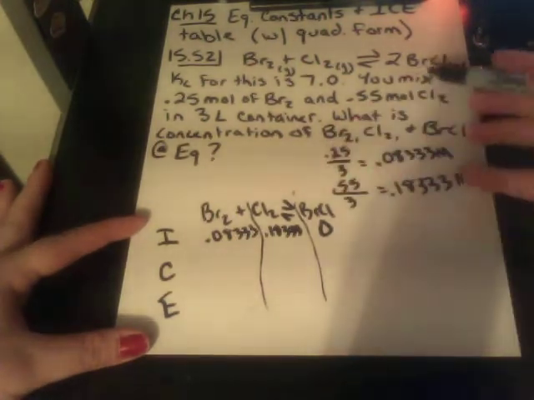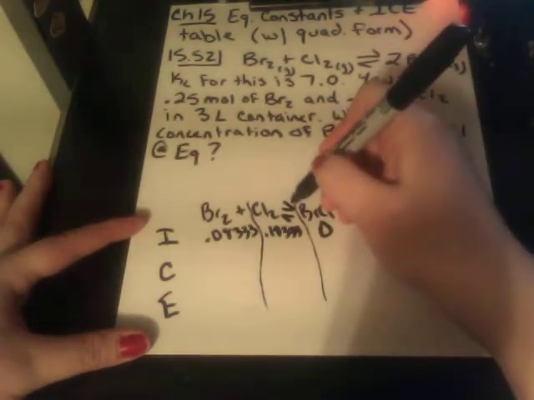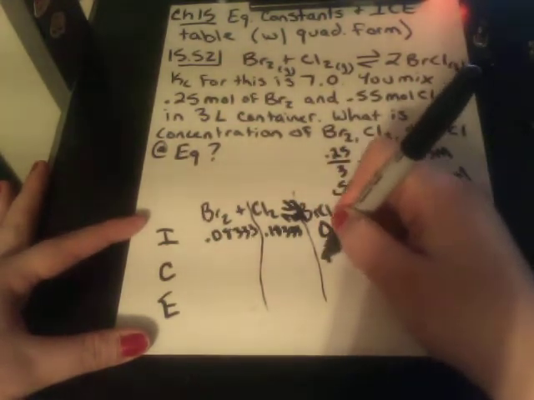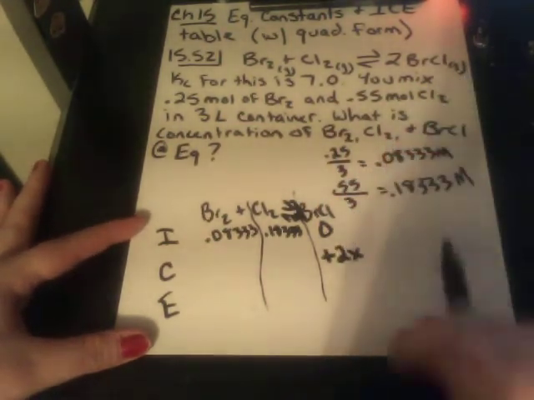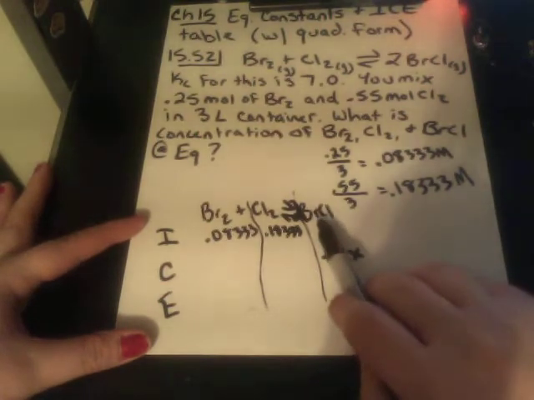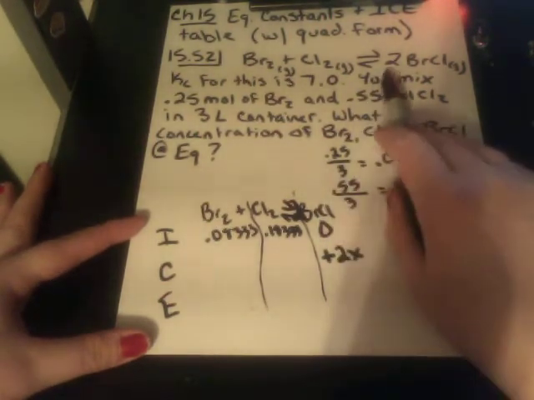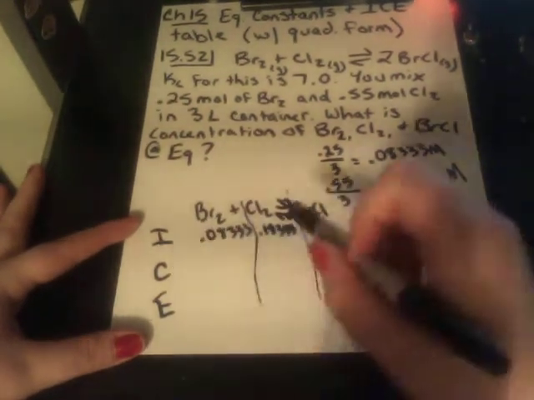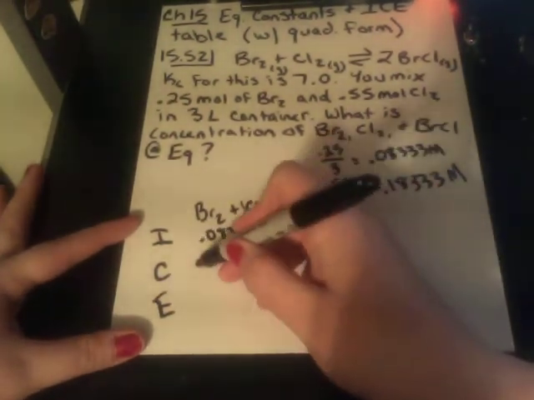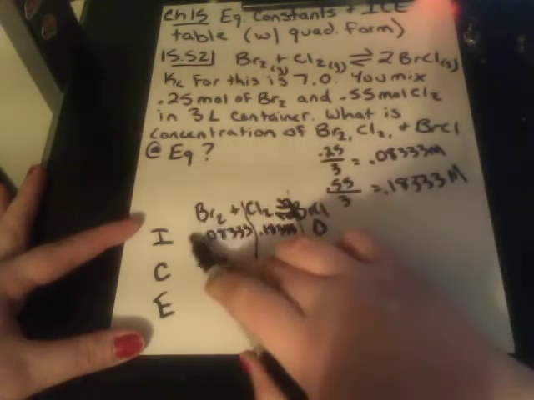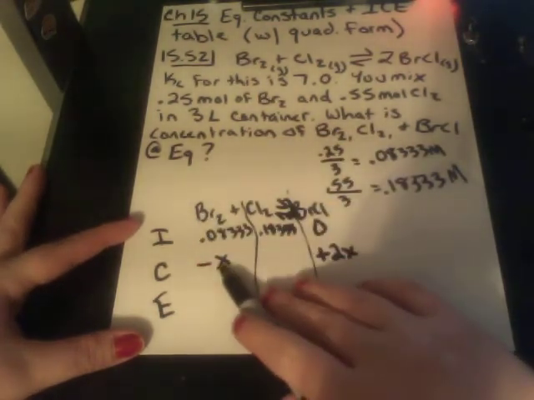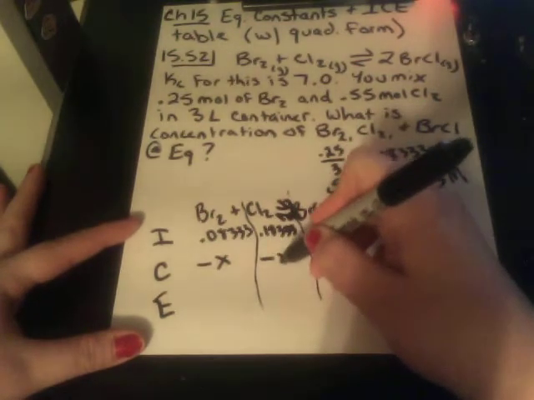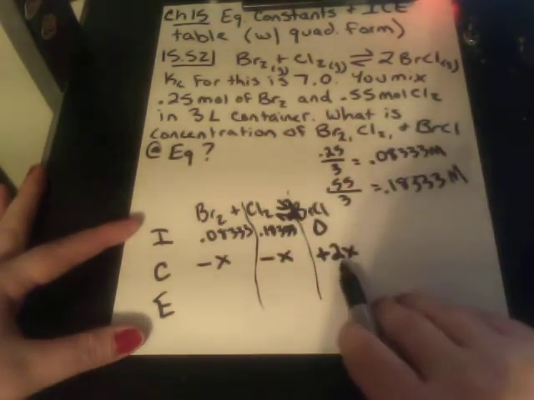So what I did was a huge no-no. I forgot to put the 2 in front of the BrCl. So the change is going to be plus 2x, right? Because 2 BrCls are going to be formed according to the equation. Now, the change, remember, you put the coefficient, and that's the number of x's. So we're going to lose 1 Br2, and we're going to lose 1 Cl2. We're going to gain 2 x's.